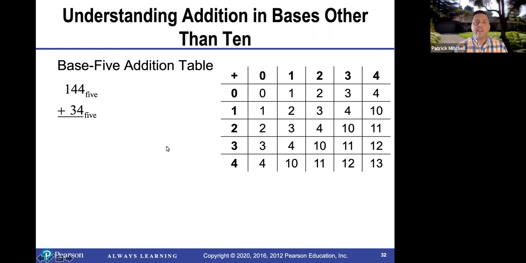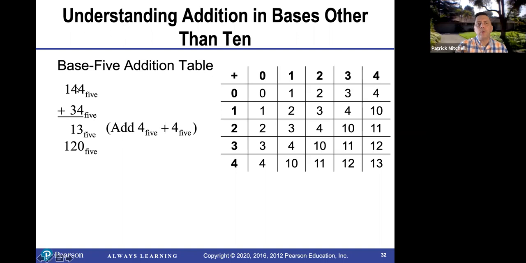We're going to use this addition table to add 144 in base 5 plus 34 in base 5. So we start by adding 4 plus 4. From the addition table, 4 plus 4 is 13. So we're going to put, and we're using the expanded algorithm, we're not going to carry. Okay, 4 plus 4 is 13. Next, we're going to do 4 plus 3. 4 plus 3 is 12. Don't forget to put a 0 here.